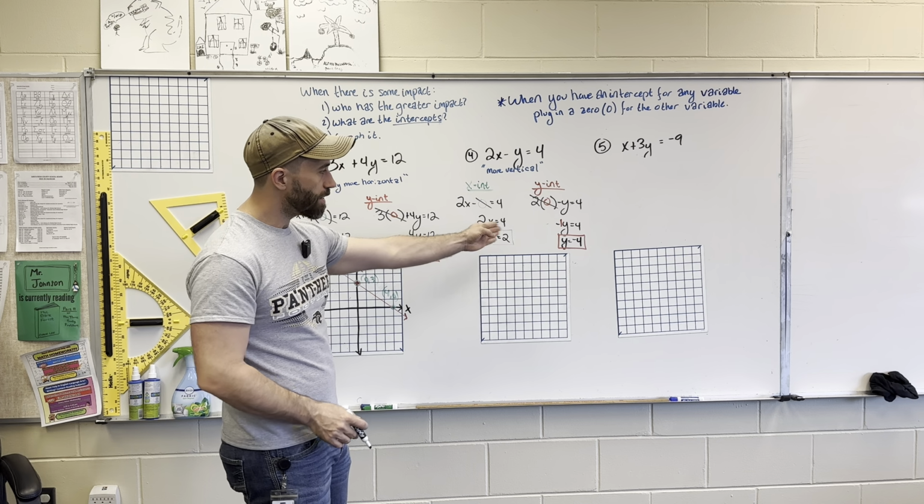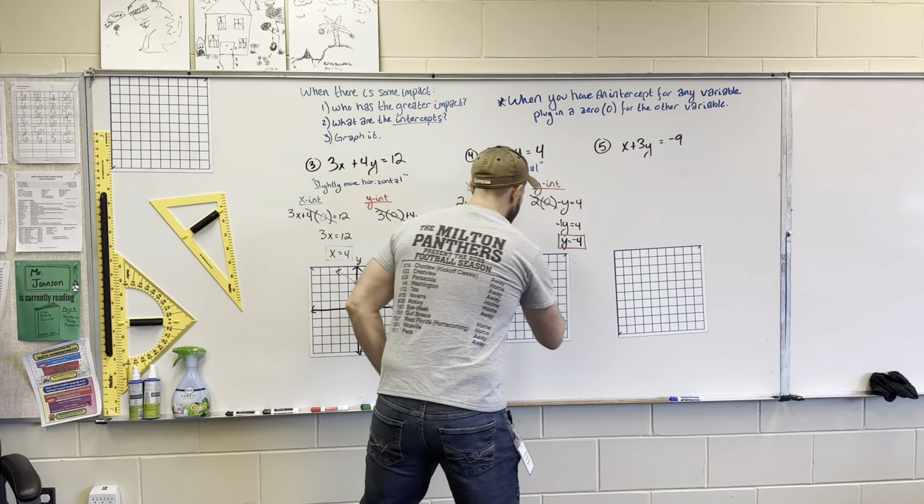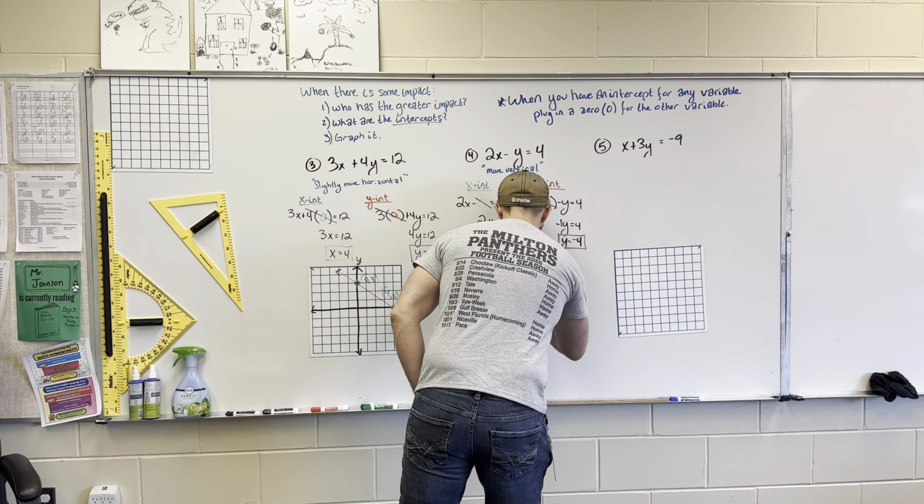So what I'll do is, everything's within 5, so I'm going to go ahead and just draw a generic 5 by 5 graph one more time.